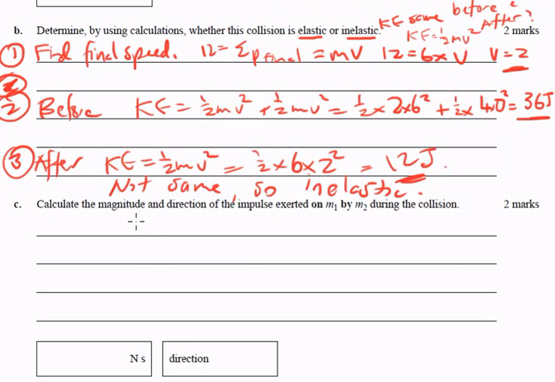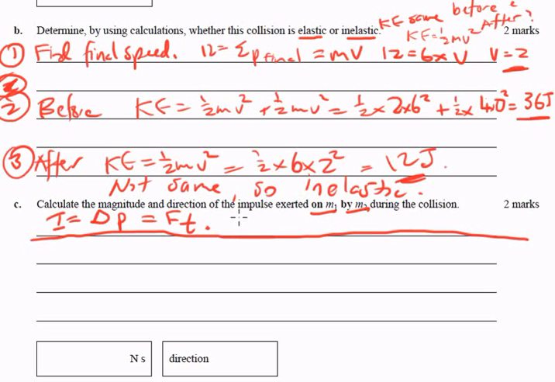Next: calculate the magnitude and the direction of the impulse exerted on M1 by M2 during the collision. Let's just do a little bit of working here so you can understand. The impulse equals change in P, which equals force times t. The impulse is another way of saying Newton's third law. The forces in a collision are equal and opposite, and the impulses are equal and opposite, and the changes in momentum are equal and opposite.